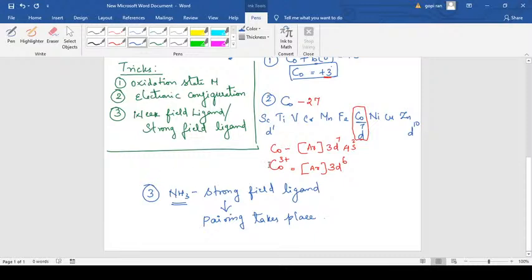Okay, pairing takes place. And how do you know whether it is a strong field ligand or a weak field ligand? I'll tell you how to know that. See, all the halogen atoms like chlorine, bromine, iodine, these are all weak field ligands.